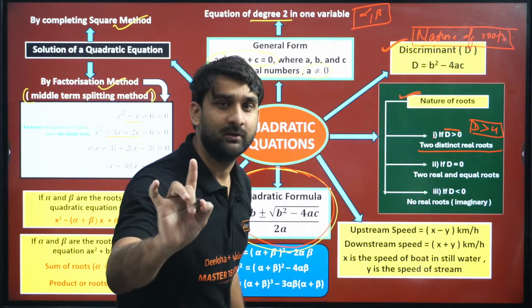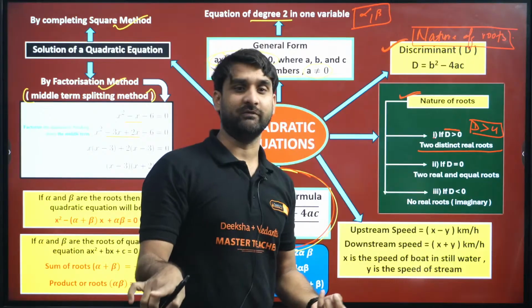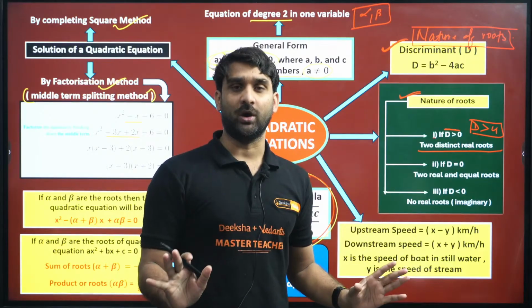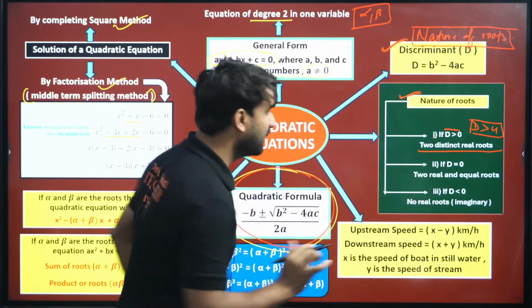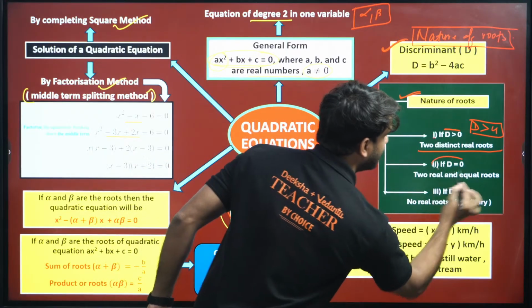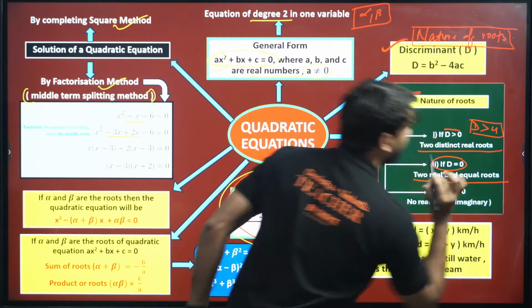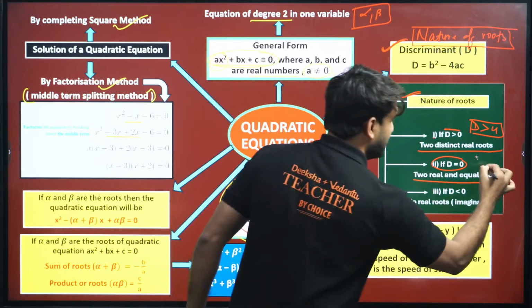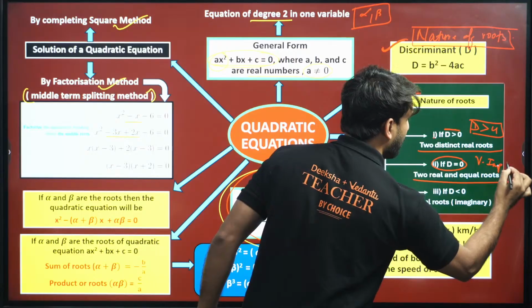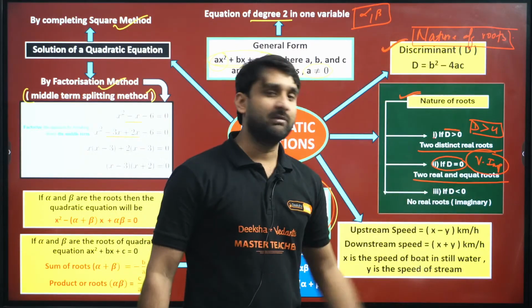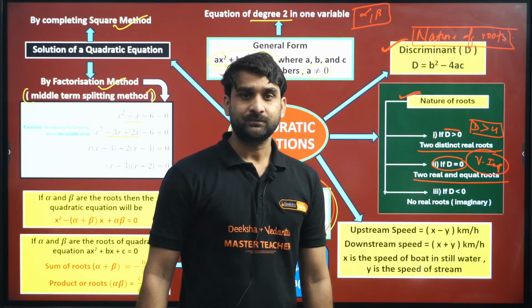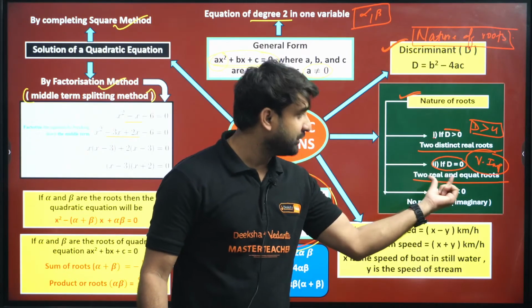Please keep it in mind. So without solving the quadratic equation, you can find the nature of roots of any quadratic equation. Getting? Okay. If D equals 0, there will be two real and equal roots. And this is very important. Most probably you will get a question based on this. D equals 0, so there will be two real and equal roots. Is it clear? This is one of the most important points.